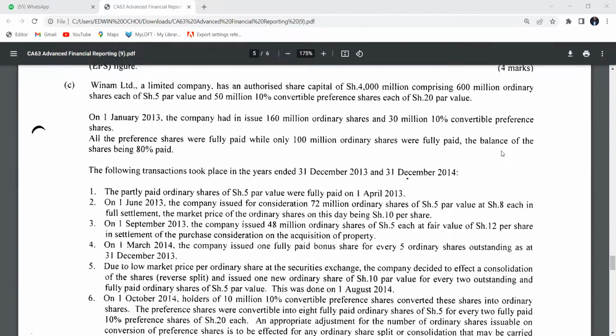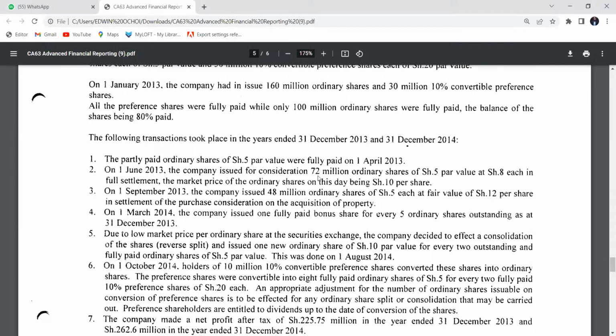On 1st January 2013, the company had in issue 160 million ordinary shares and 30 million 10% convertible preference shares. All the preference shares were fully paid, where only 100 million ordinary shares were fully paid, the balance of the shares being 80% paid. The following transactions took place in the year ended 31st December 2013. Number one, the part-paid ordinary shares of shillings 5 par value were fully paid on 1st April 2013.